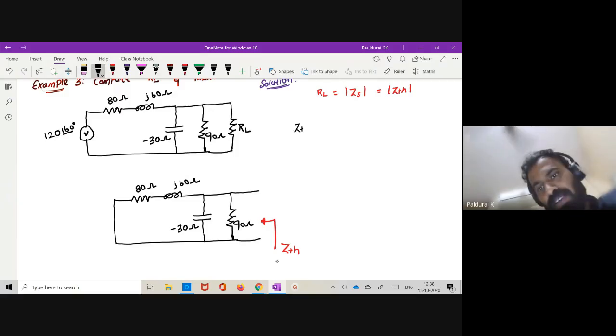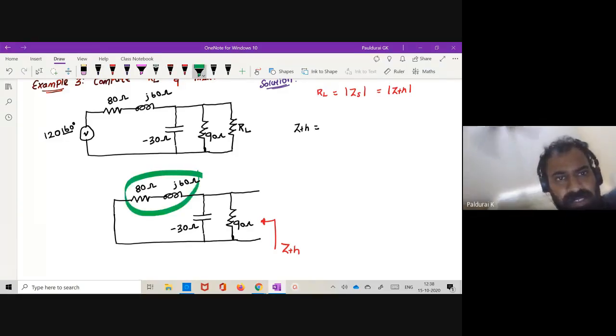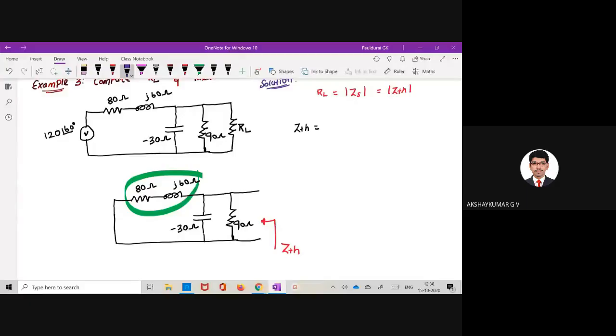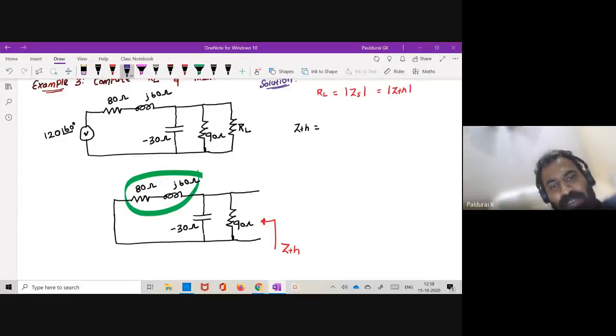Now what is the equation for ZTH? Anyone? ZTH equals, how are these two connected? They two are connected in series.